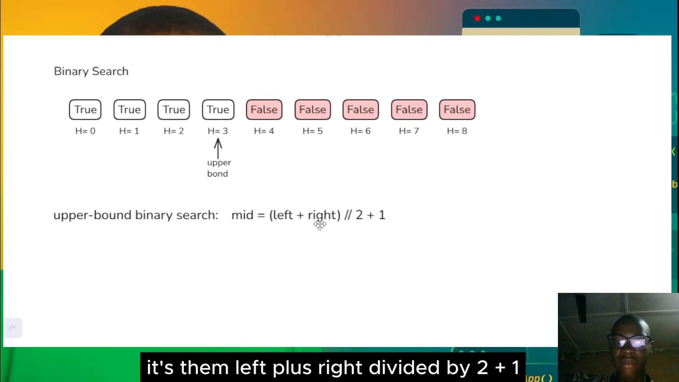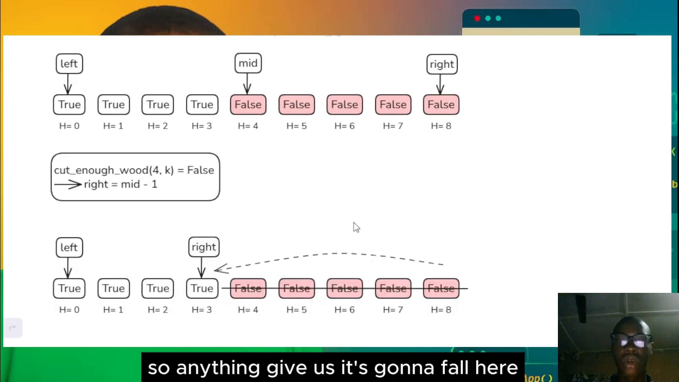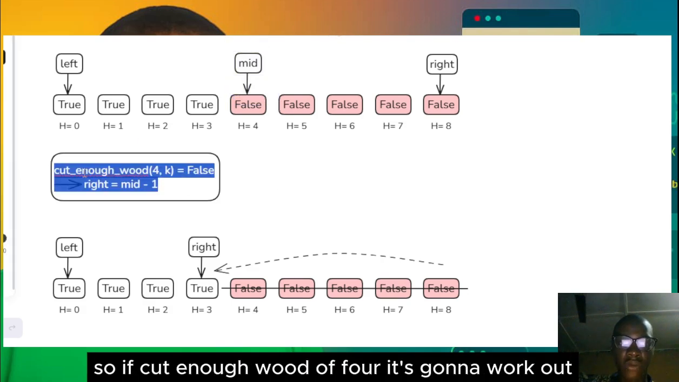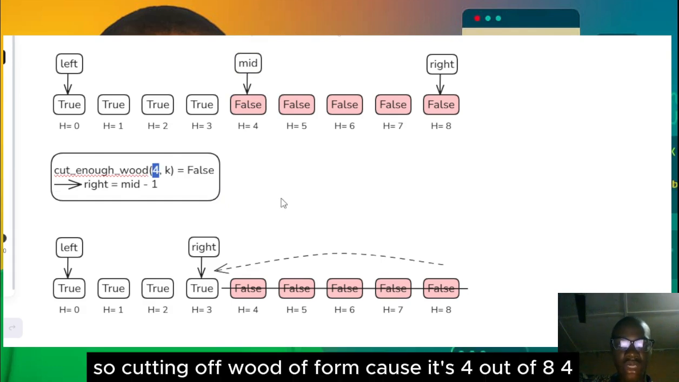It is left plus right divided by 2 plus 1. So anything it gives us is going to fall here. So now we are not going to check. You understand? So if cut enough wood of 4 is going to work out. So cut enough wood of 4, because it falls at the height 4.